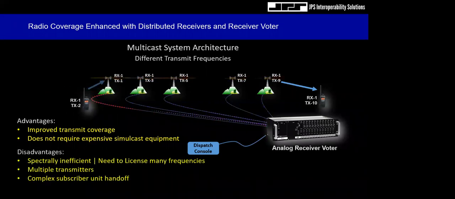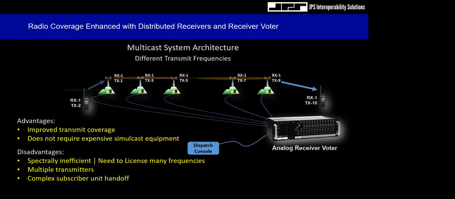But some of the disadvantages can be costly, because we're now spectrally inefficient, meaning my transmitters now all have to have a different transmit frequency. They can receive at the same frequency, but now all my sites have different transmitters. The handoff, or the user experience, is not that great. When I go to a different region, I have to change my channel. If I go to another region, I'll have to change my channel on my subscriber unit. So the handoff is not that great, but maybe I need better transmit coverage.